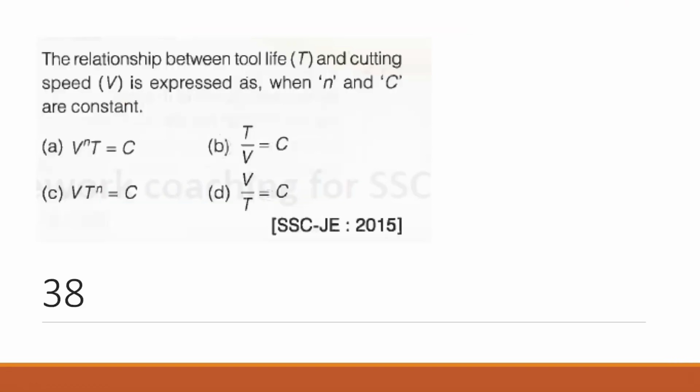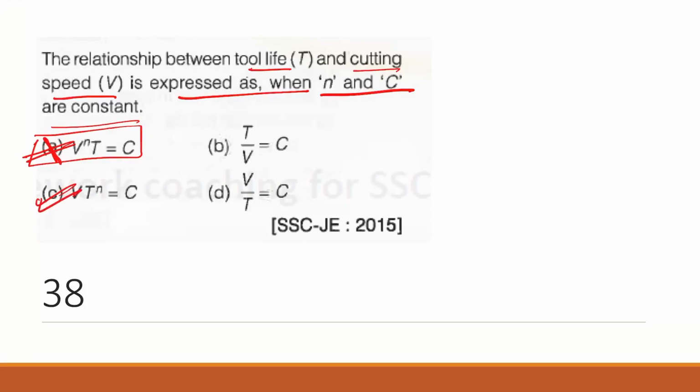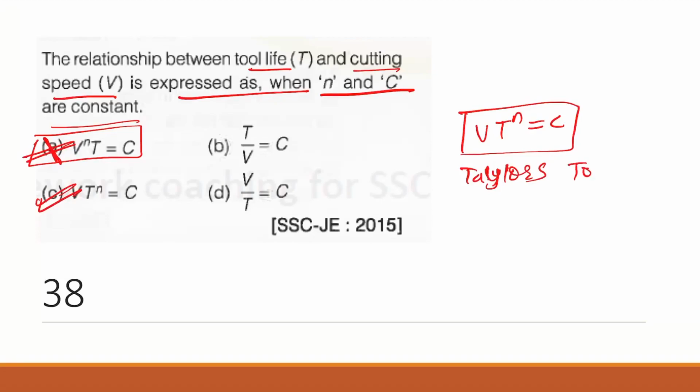Now the next question, the relationship between tool life and cutting speed is expressed as, when n and c are constant. As we discussed previously, the correct answer is not A, it is C. This is V t raised to n is equal to constant, which is Taylor's tool life equation.